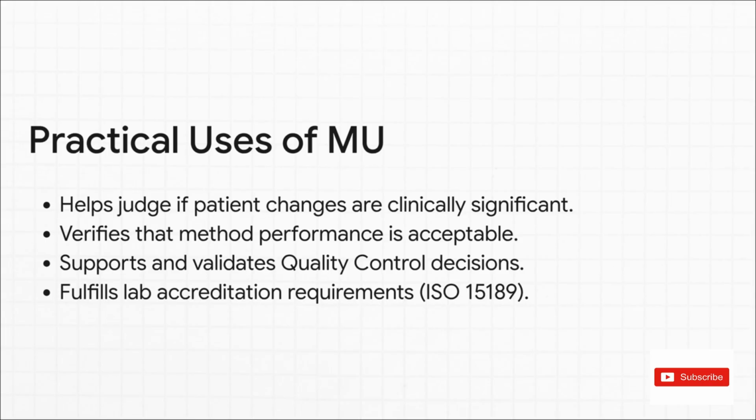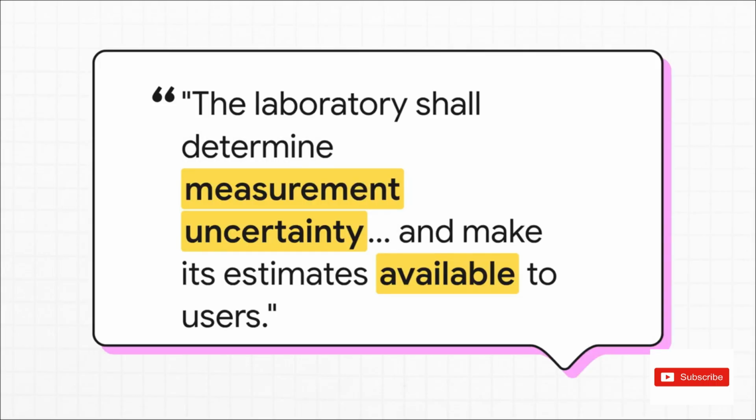It's also how labs prove their testing methods are performing up to snuff. It backs up their daily quality control. And, this is a big one, it's a non-negotiable requirement for the lab to get and keep its accreditation. And I'm not kidding, this isn't just a suggestion, it's basically the law of the lab. The international gold standard for medical laboratories, ISO 15189, says it right there in black and white. Labs shall determine measurement uncertainty and make it available. It's a fundamental part of modern lab quality.